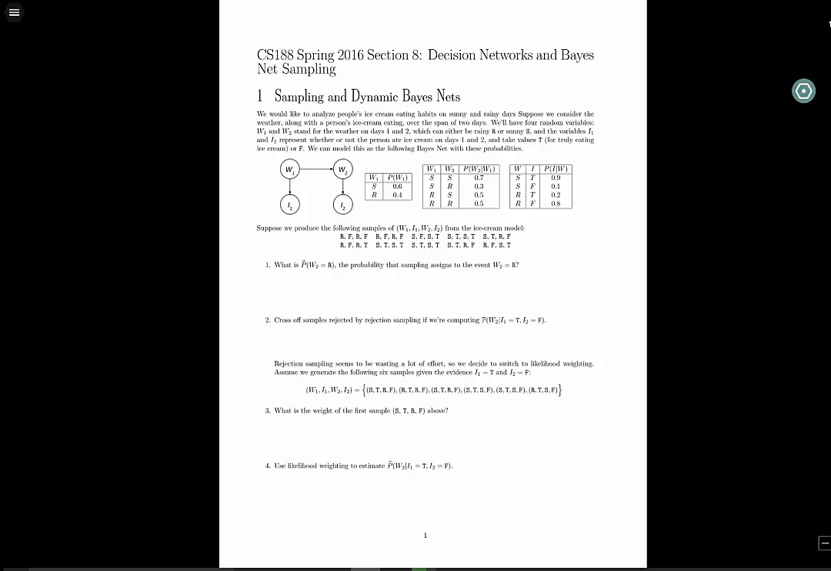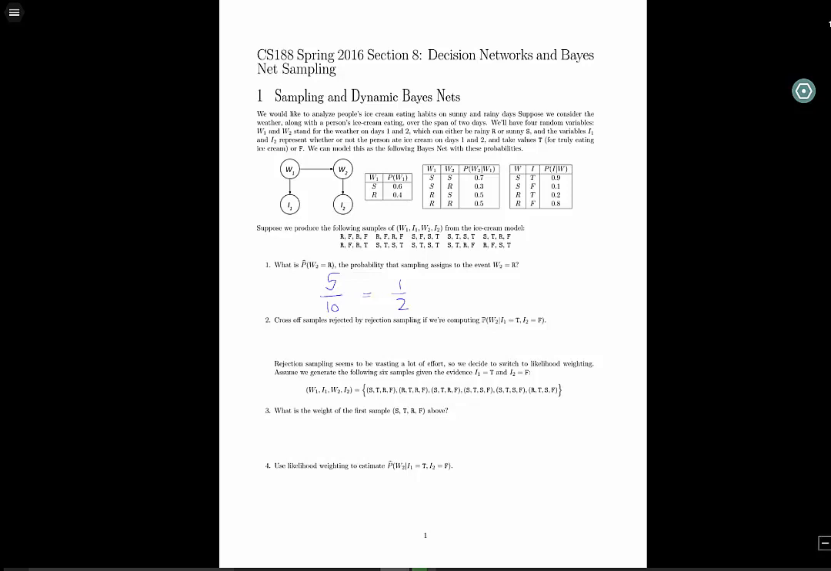Now they say, suppose we produce the following samples of W1, I1, W2, I2 from the Bayes net. So according to these local conditional probability tables, they draw these samples. In the first problem, they ask us, what is the probability that W2 equals R? So what we do is we look at all our samples and we count how many of them have W2 equals R. And that's 1, 2, 3, 4, 5. So 5. And how many samples are there? A total of 10. So the probability is 1/2.